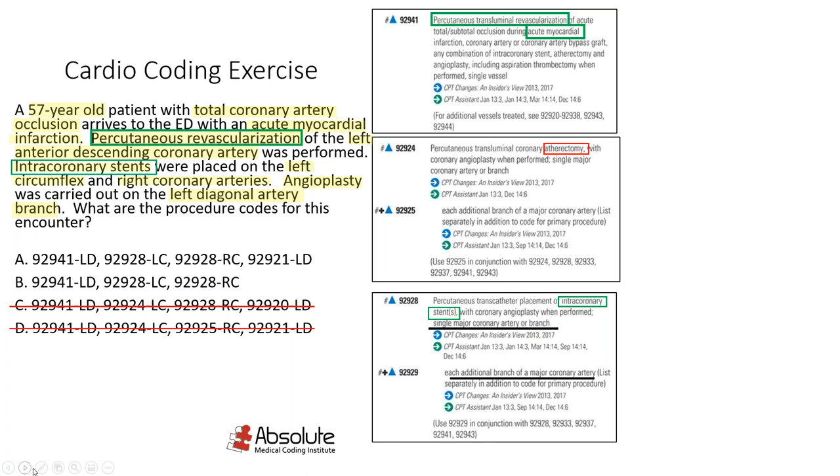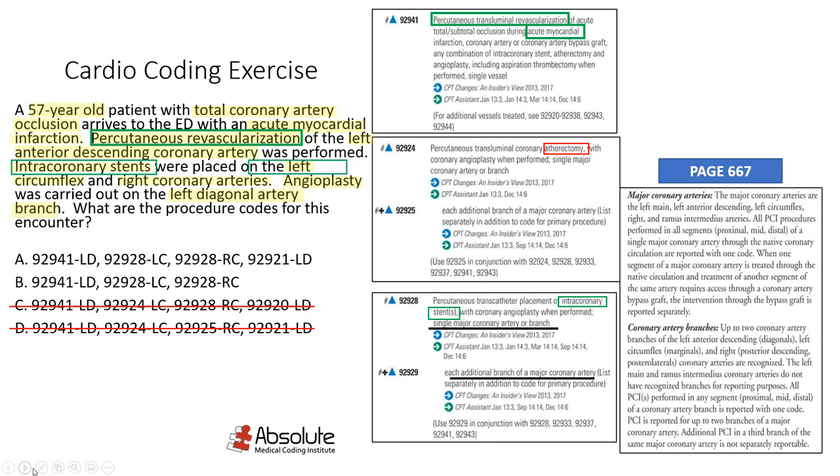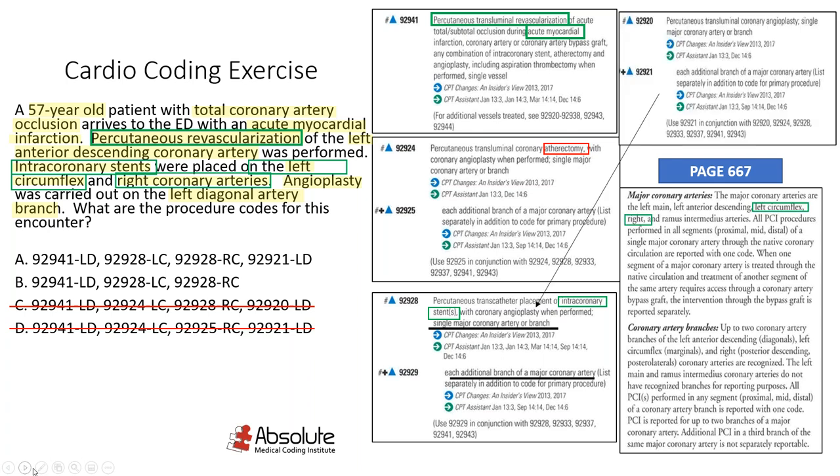So we haven't reported 92929 on any of these, and that is okay because we look at page 667. It tells us that we can code each. If we look for the angioplasty, we know that we can code it, because 92920 is for a single artery or branch. But since we're talking about an additional branch after the first two arteries, we want to use 92921.